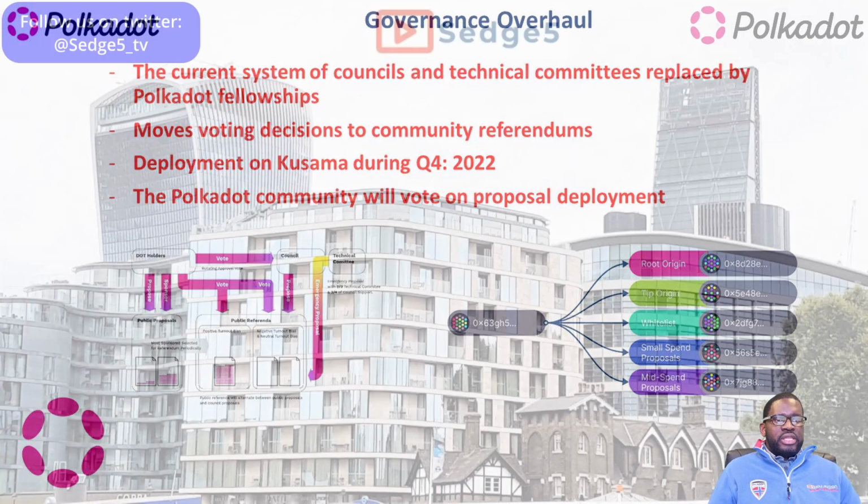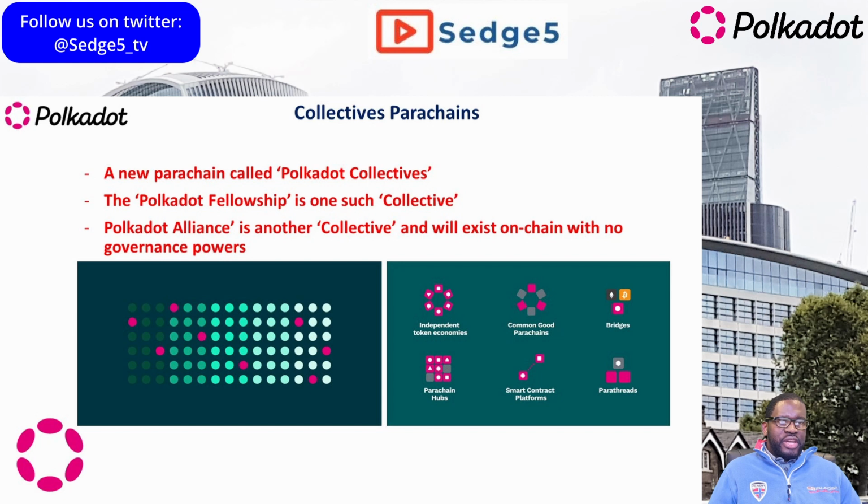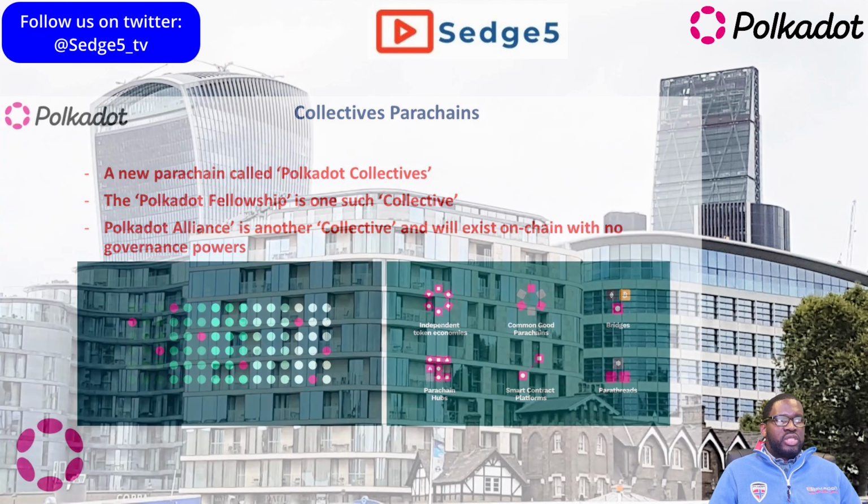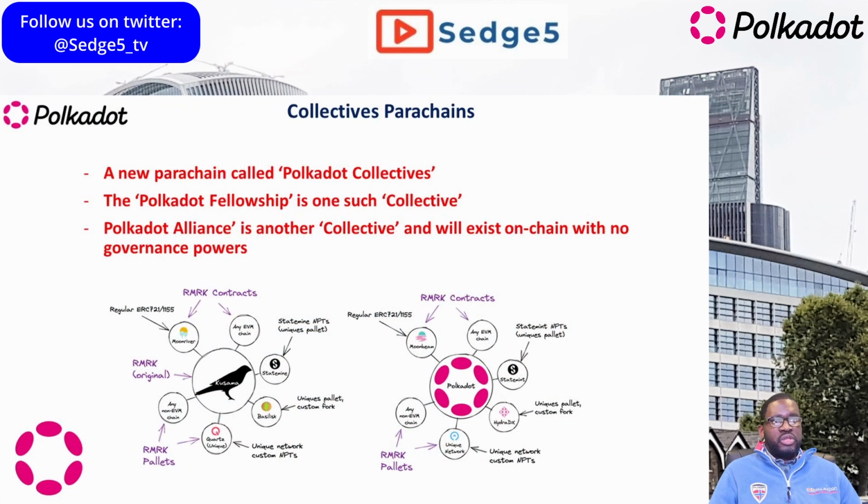The next upgrade is that of collectives parachains. Now, this is a new kind of parachain. It's called Polkadot Collectives and will be home to numerous collectives that form in the service of the Polkadot network. Polkadot Fellowship covered in this video is one such collective and will be the successor to the current technical committee. Another collective is the Polkadot Alliance, which is a grouping of community teams coming together to safeguard the stewardship of the Polkadot brand against malpractice and misuse.